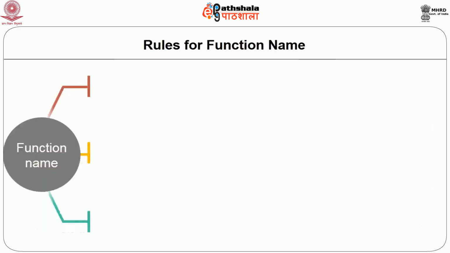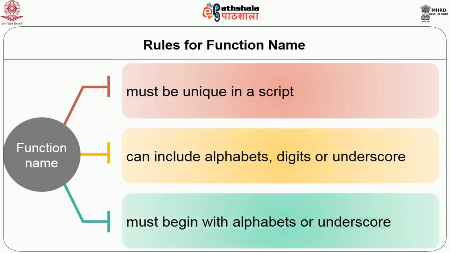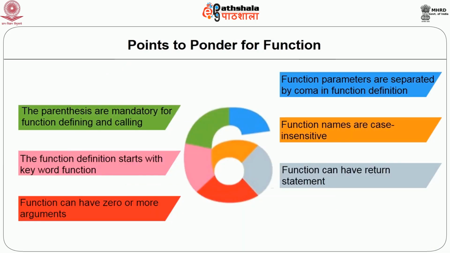The function name rules are very similar to variable name rules, because it must be unique within a script. It can include alphabet, digit or underscore, and the function name must begin with an alphabet or underscore. Of course you cannot use a reserved keyword as a function name either. So these are the simple rules. So the points to ponder for functions: the parentheses are compulsory for function definition and calling, though it takes 0 parameters. The function definition starts with the keyword function. A function can have 0 or more arguments.